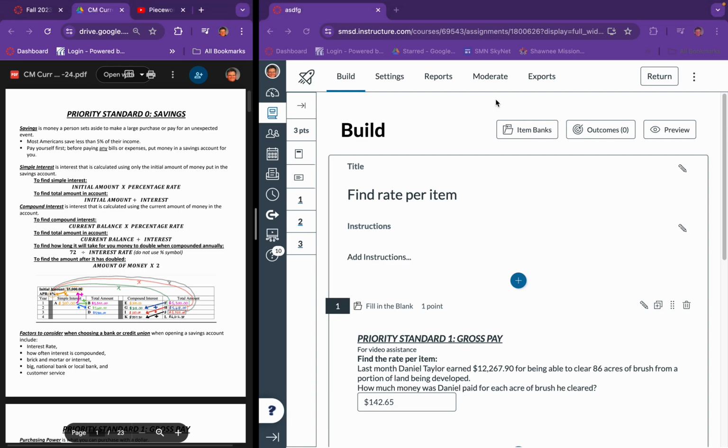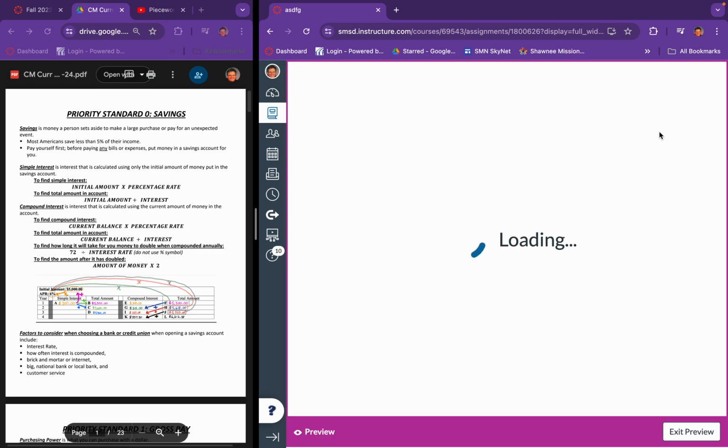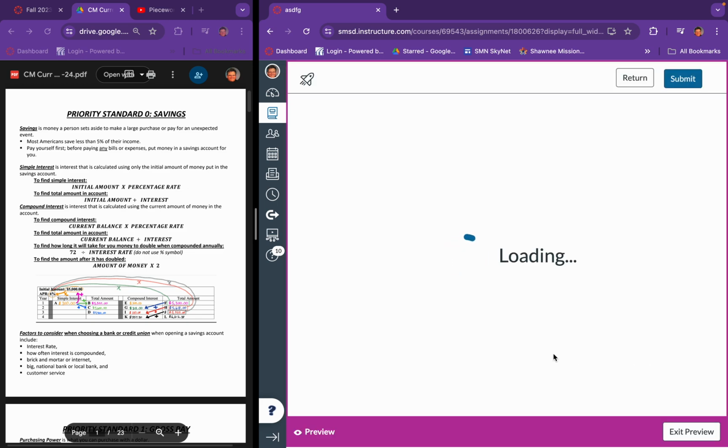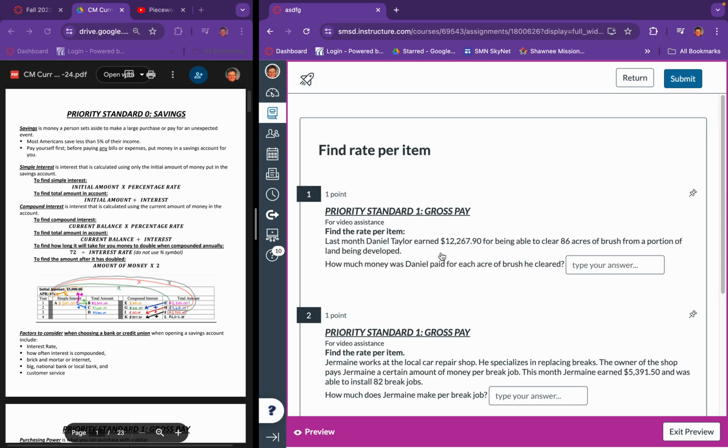Okay, friends, this video is going to be on finding the rate per item when the person is being paid by the piece, as piecework. So I forgot to load this. Here we go. So finding rate per item from piecework.